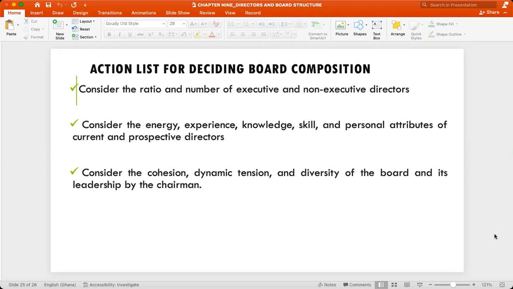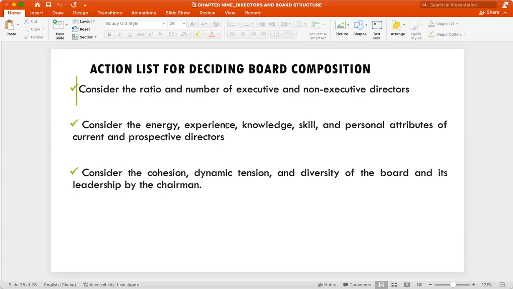So consider the ratio and number of executive and non-executive directors. Okay. It will be inappropriate, for example, to have more executive directors on the board than non-executive directors. If you do that, any matter that should be left to a vote will be carried by the executives. But the non-executives are supposed to check these guys, all right? So at any point in time, you have to ensure that you have more non-executive directors. Worst case scenario, they should be even, all right?